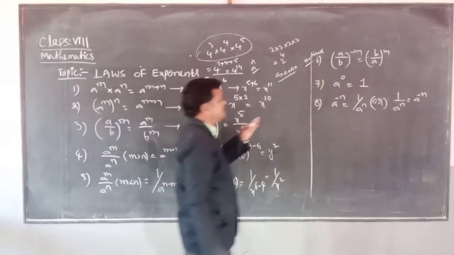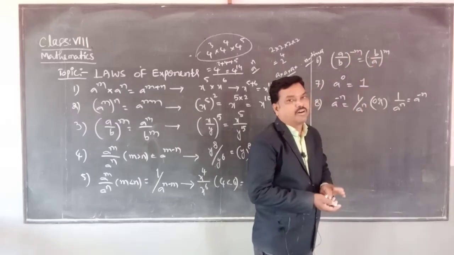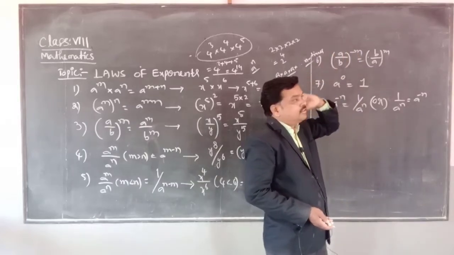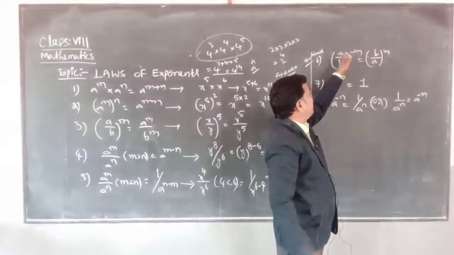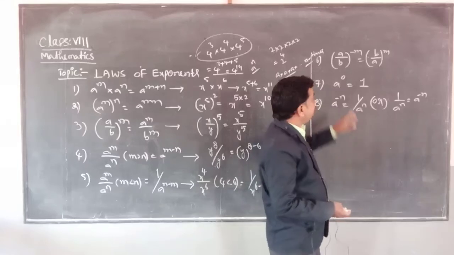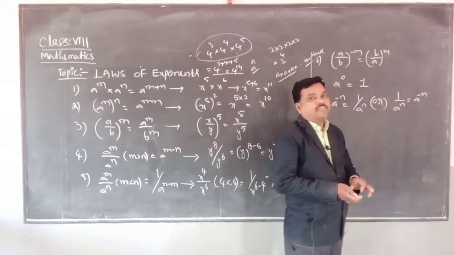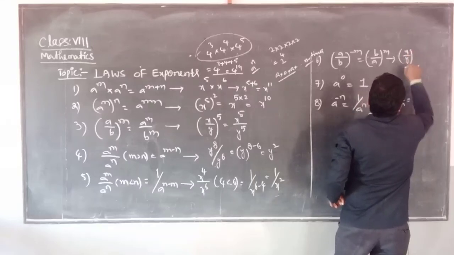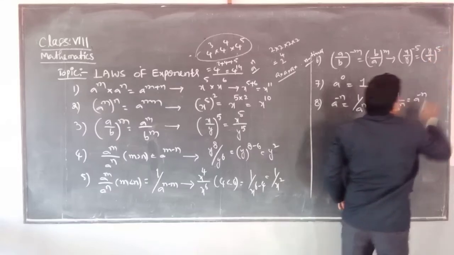The last, sixth one is a by b whole to the power of minus m, that is equal to b by a whole to the power of m. This means the power is in the form of negative and the base is given as a fraction. We just have to interchange the numerator and denominator, and the power sign will change. So a by b to the power of minus m is equal to b by a to the power of plus m. It means x by y to the power of minus 5 is equal to y by x to the power of plus 5.